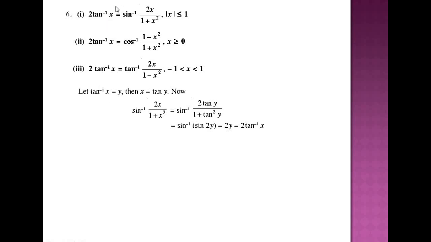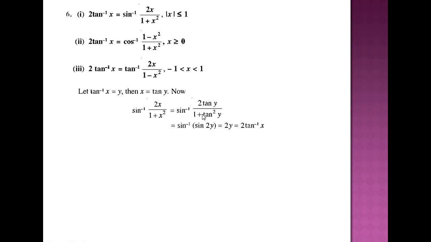The moment I take tan inverse of x as y, definitely x will become tan y. Now look at the right side, what I am supposed to prove. So I am taking the RHS first. So I will go the other way around. I am picking sin inverse of 2x upon 1 plus x square. So this x, but what did you take as x? X is nothing but your tan y. So 2 tan y upon 1 plus x square. X square is nothing but tan square y.